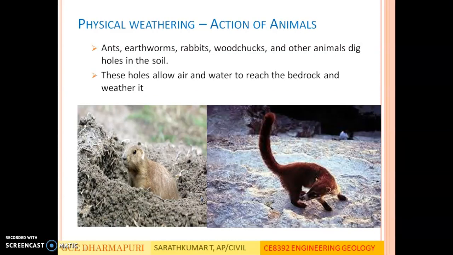Next one is action of animals. Ants, earthworms, rabbits, woodchucks and other animals dig holes in the soil. These holes allow air and water to reach the bedrock, and once the water reaches the bedrock, the same actions as we have seen before, frost action, wetting and drying, this type of physical weathering will take place, and the rock will get weathered.